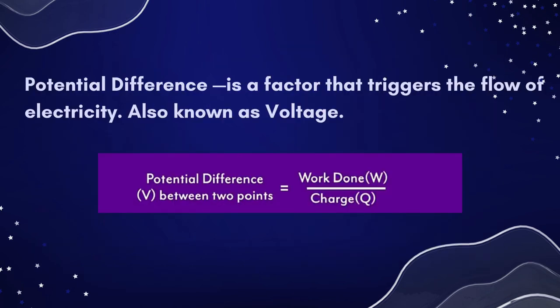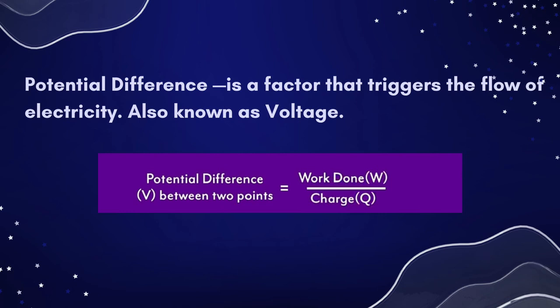So now let's move on to the potential difference. So what is potential difference? Potential difference is a factor that triggers the flow of electricity between 2 points. This is also known as voltage. So it is expressed in an equation here below. Potential difference is equal to work done over charge. So if the potential difference between two equipotential surfaces is increased, what will happen to the electric field strength? A greater potential difference means a stronger field.